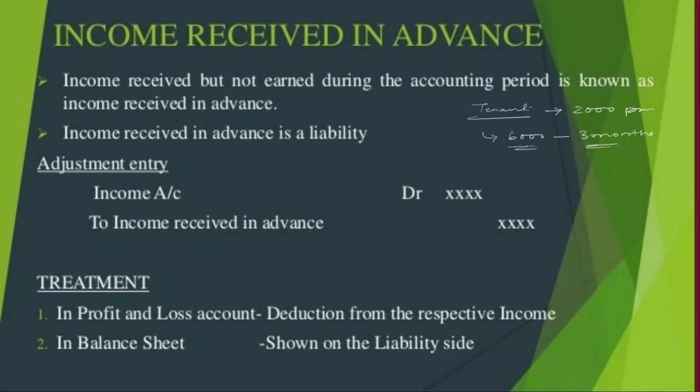So this advance income is nothing but what becomes my liability. The income I have received in advance becomes my liability. That means I have a burden that I should let her occupy for the coming months without getting money, because I have already received that money. So it becomes my liability to let her stay in that building for that certain period. Okay, so the adjustment entry is income account debited to income received in advance.